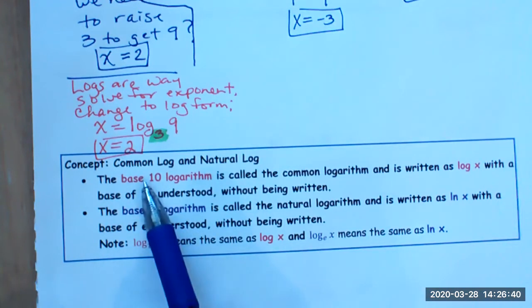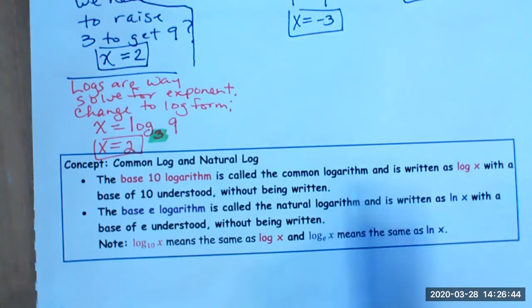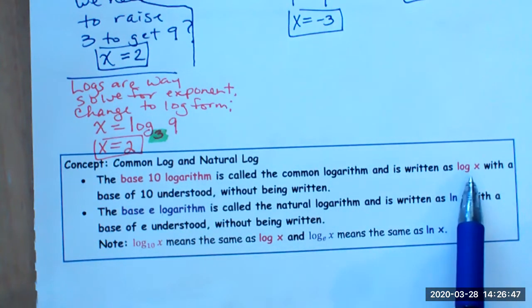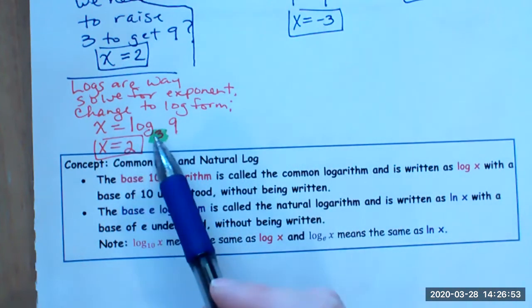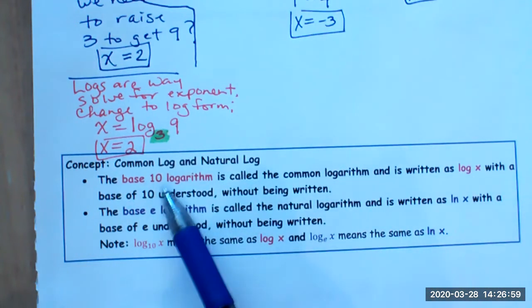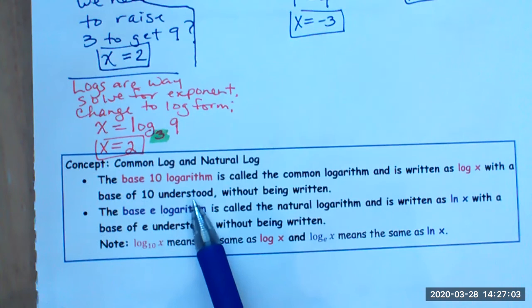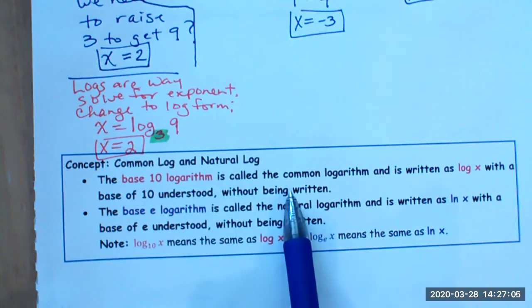We know here that the base 10 logarithm is called the common logarithm, and it's written as log x. In other words, we don't actually have to write that number in the basement. Remember up here, we wrote the base of 3 in the basement because it was in base 3. Here, because we're base 10, that 10 is understood, and we actually don't even have to write it. It's understood without being written, okay?